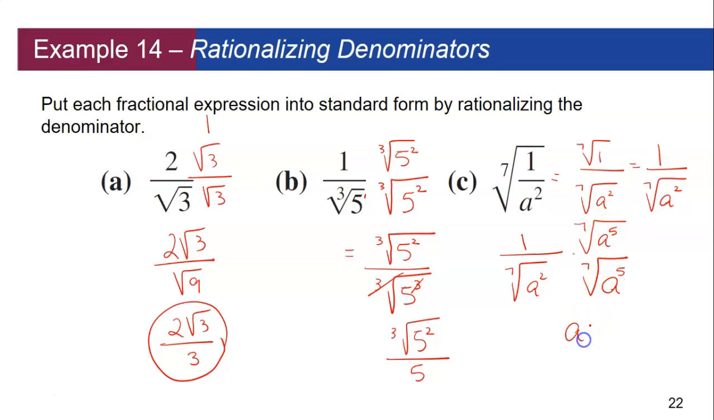So I'm going to have the 7th root of a to the 5th, and then I'm going to have the 7th root of a to the 7th. And again, the purpose of doing this is so that now these cancel. I'm just left with a in the denominator.